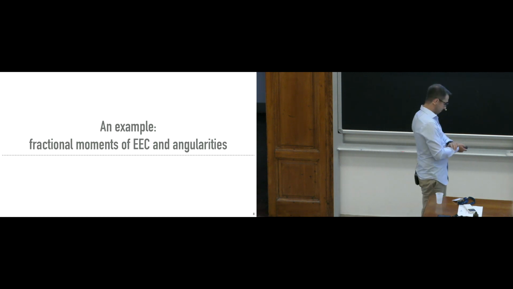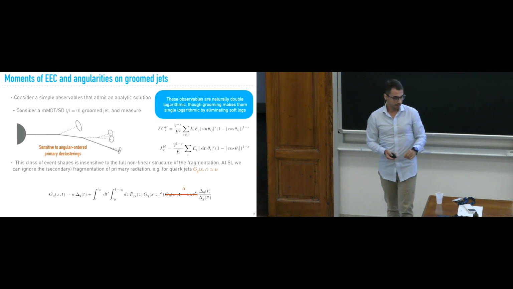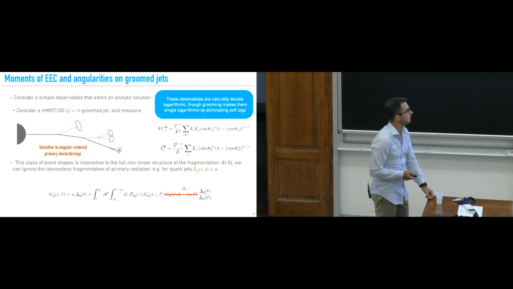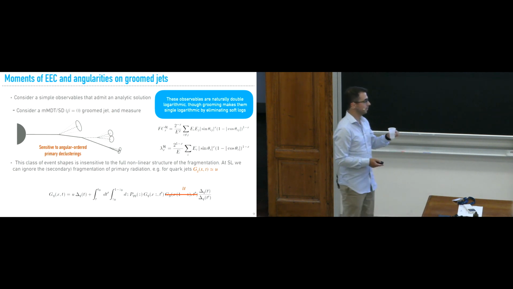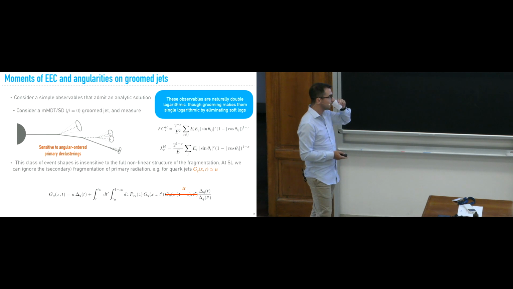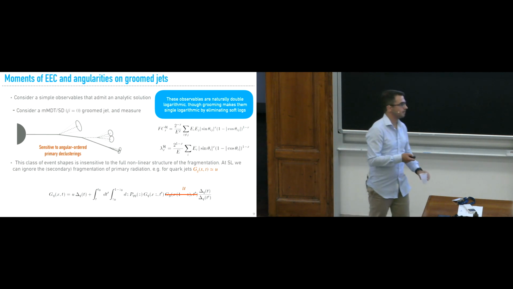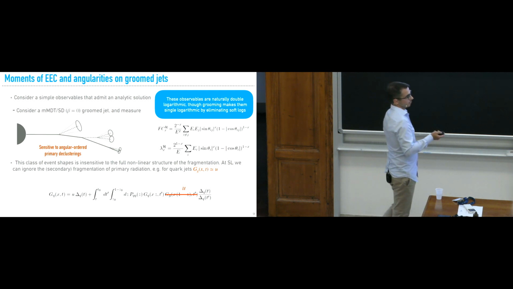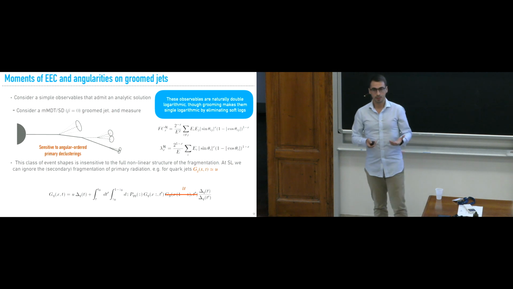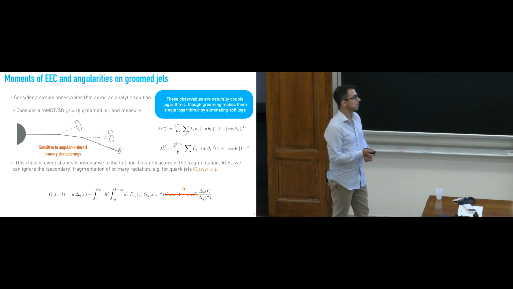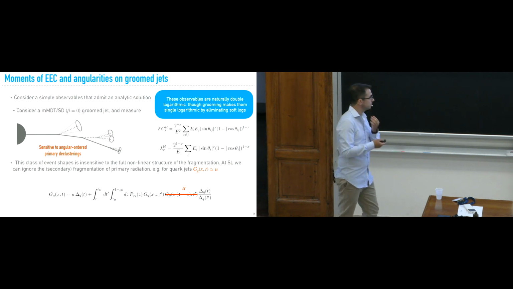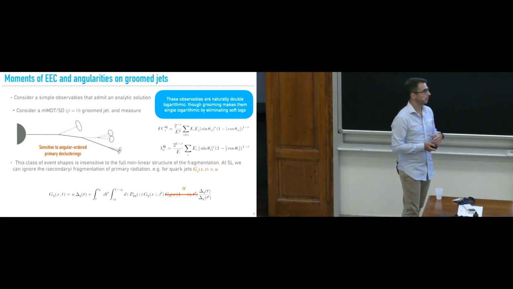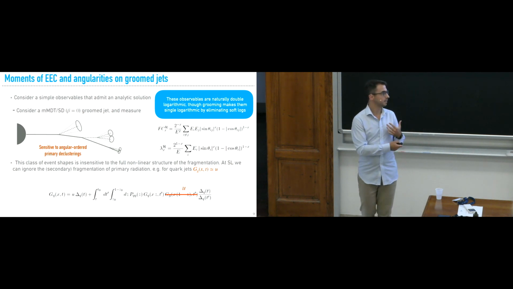So let me explain this a little more concretely in an example. I'll be considering some class of observables that is fractional moments of EC and angularities. These are observables that are defined in this way. These are common event shapes. So they admit a double logarithmic perturbative series. But I consider a special case where I measure them on groomed jets. So I take a jet and I apply modified mass drop or soft drop with beta equal to 0 grooming.